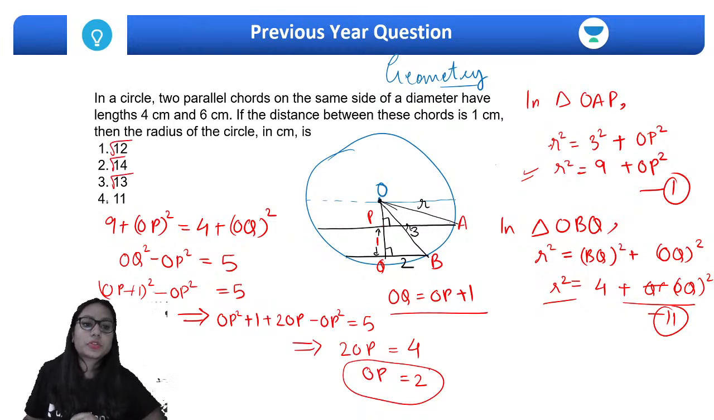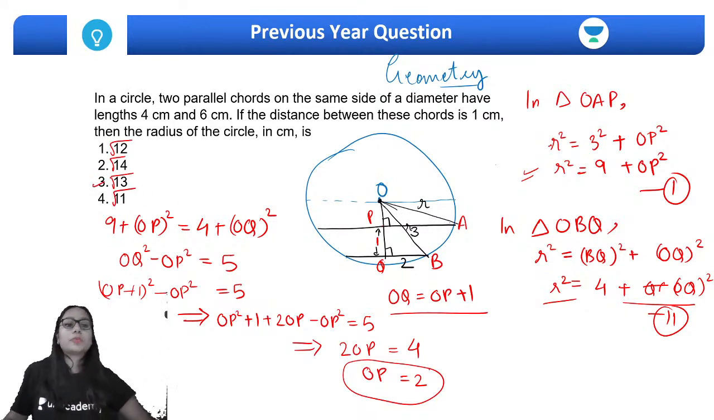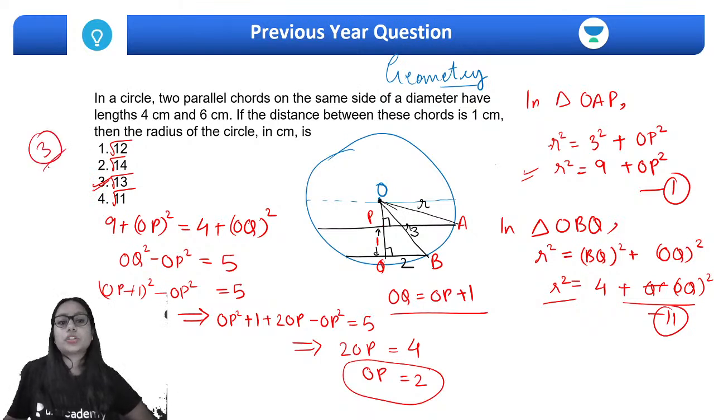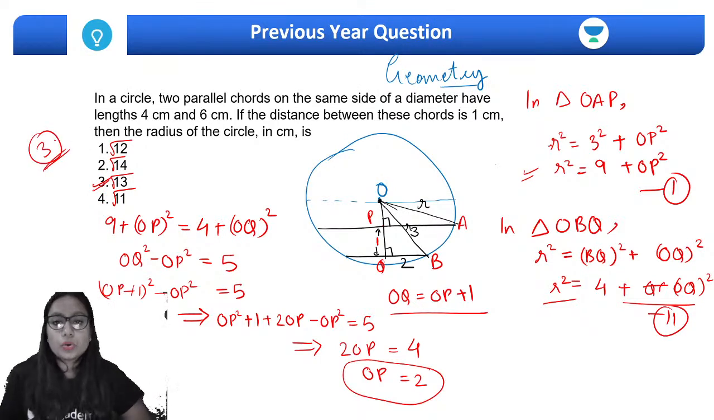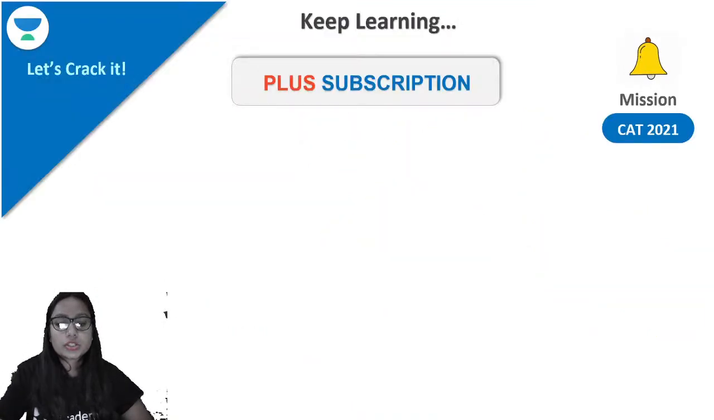Let me just check the options. So the option is C. Option 3 is the correct answer. Okay, I hope this question is clear to all. Let's move on to the next question.